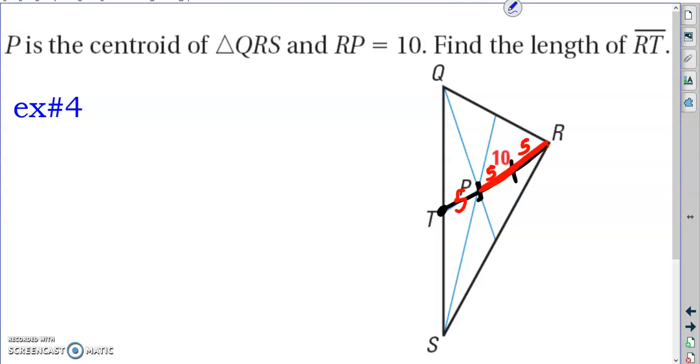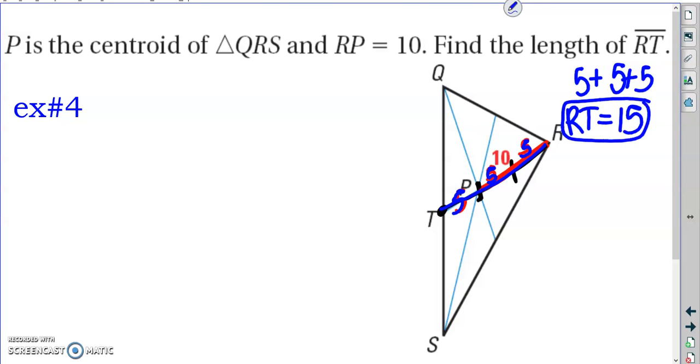Now if each third is 5, that means that this third is also 5. So now it wants me to find the length of segment RT. So here's R, here's T. So that's the whole median. That's 5 plus 5 plus 5. So that means the length of RT is 15 units long.